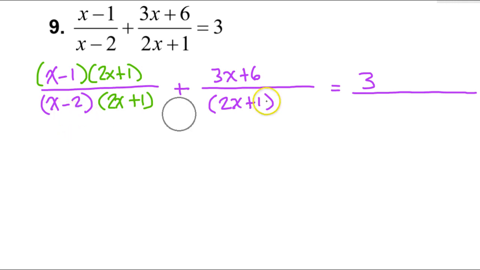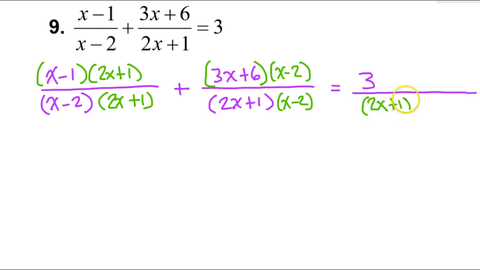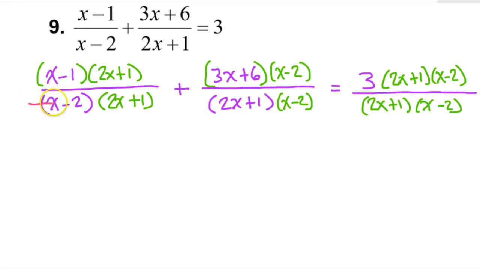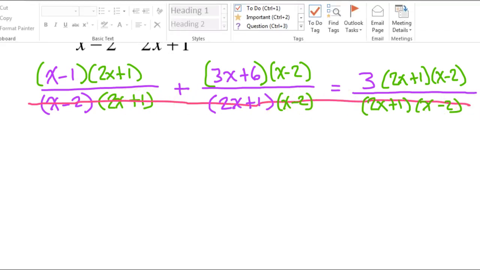Since the first fraction has an x minus 2, the second fraction will also need an x minus 2. Okay. Now the third fraction needs both of these. So I will just copy that down. 2x plus 1 times x minus 2. All right, 2x plus 1 times x minus 2. Once you have like denominators, you can cancel them out and still have a valid equation.